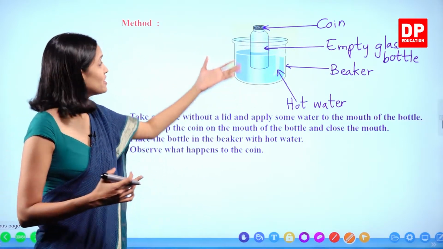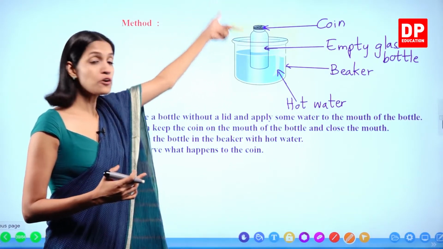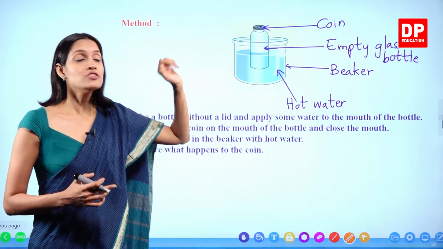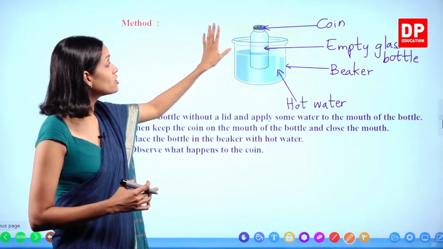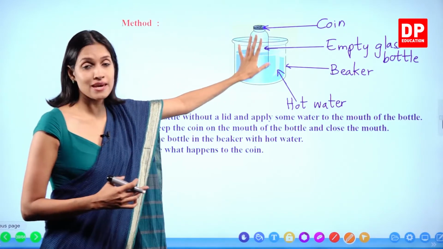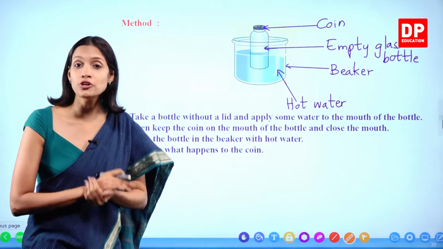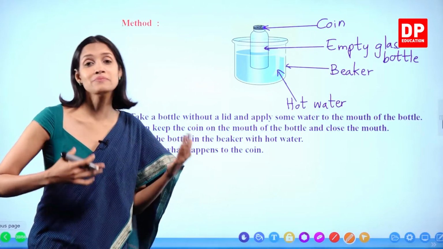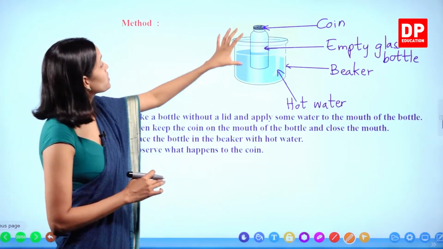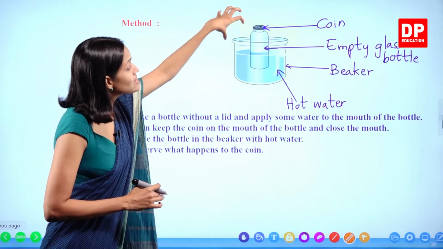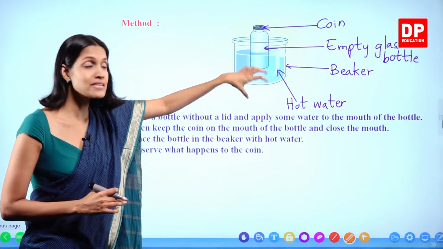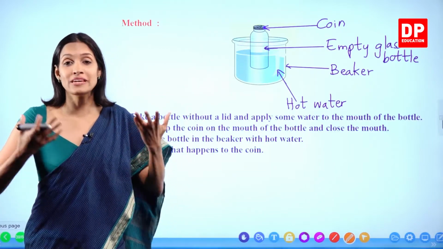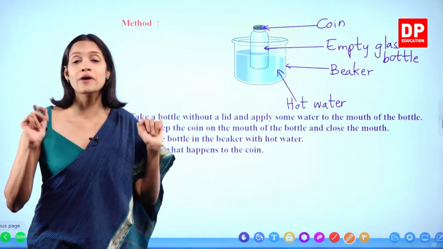What did you observe? You could clearly see that the coin goes up and down from time to time. I explained what happens. Even though the bottle looks empty, you all know that the bottle is filled with air. Right, children? You all know that air is a mixture of gases. When we immerse this bottle in hot water, the air inside the bottle absorbs heat, and then the volume increases, and this is known as the expansion of gases.